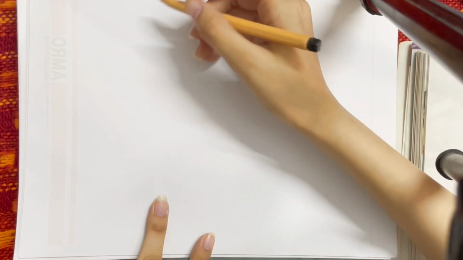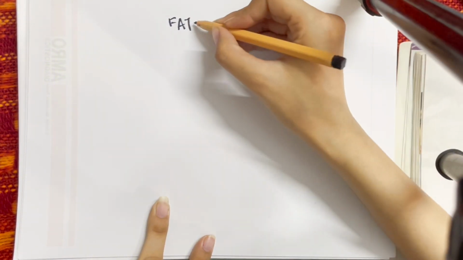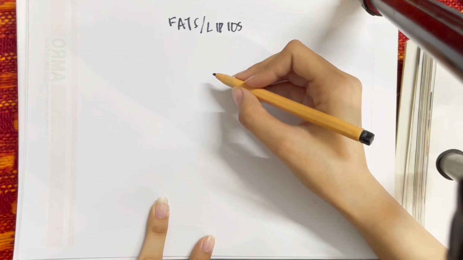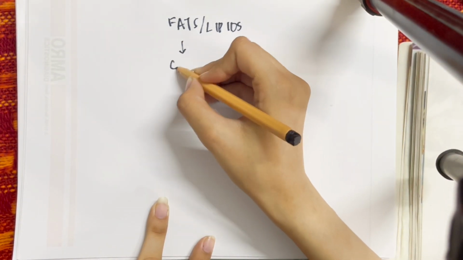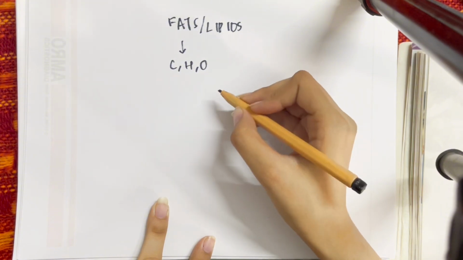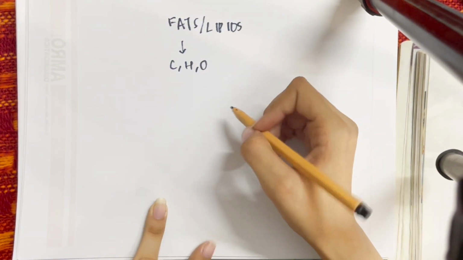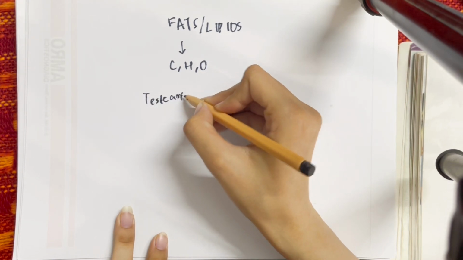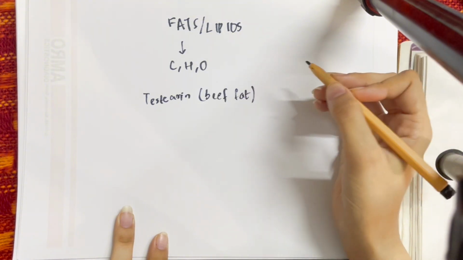Alright, after the nucleic acids, let's discuss the one last group, that is the fats. Fats are also known as the lipid group. So, fats are like the carbohydrates, organic molecules which are made up of the elements carbon, hydrogen, and oxygen. But unlike the carbohydrate, fat contains much less oxygen in proportion. Let me give you an example. Testosterone is a beef fat, which is a very common example of lipids.